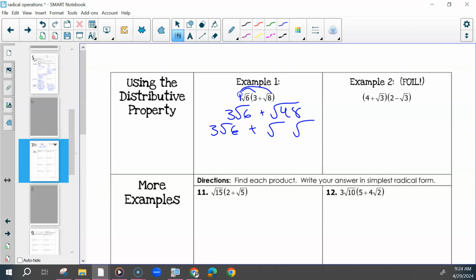12 and 4 work, but it's not the highest. 16 and 3 works. So we have 3 root 6 plus 4 root 3. Can I combine these? They're not like radicals, so that would be your final answer. Do we have any questions on how distributing works?